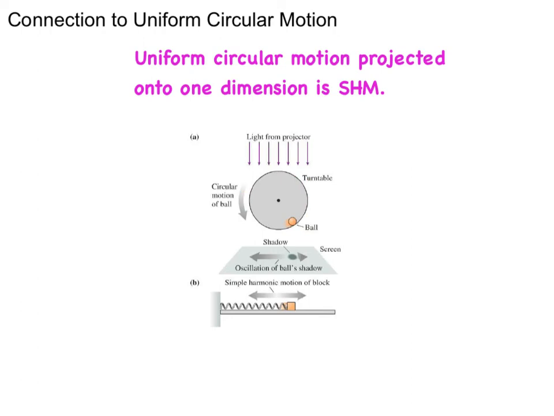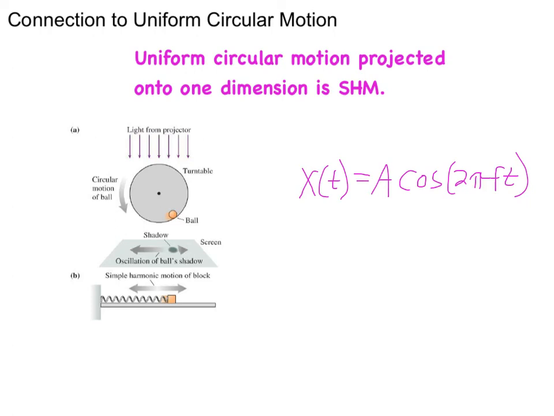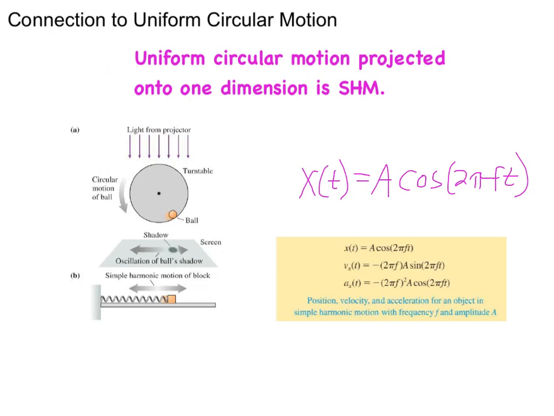When we do that, we find that the shadow's motion exactly matches the simple harmonic motion of, say, a mass on a spring. What that tells us then is that uniform circular motion projected onto one dimension is simple harmonic motion. Projecting this ball's shadow onto this screen is equivalent to observing just the x component of the particle's motion. What this means is that the x component of a particle in uniform circular motion is simple harmonic motion, and we can express that x component of its position using the same equation that we just looked at for simple harmonic motion.